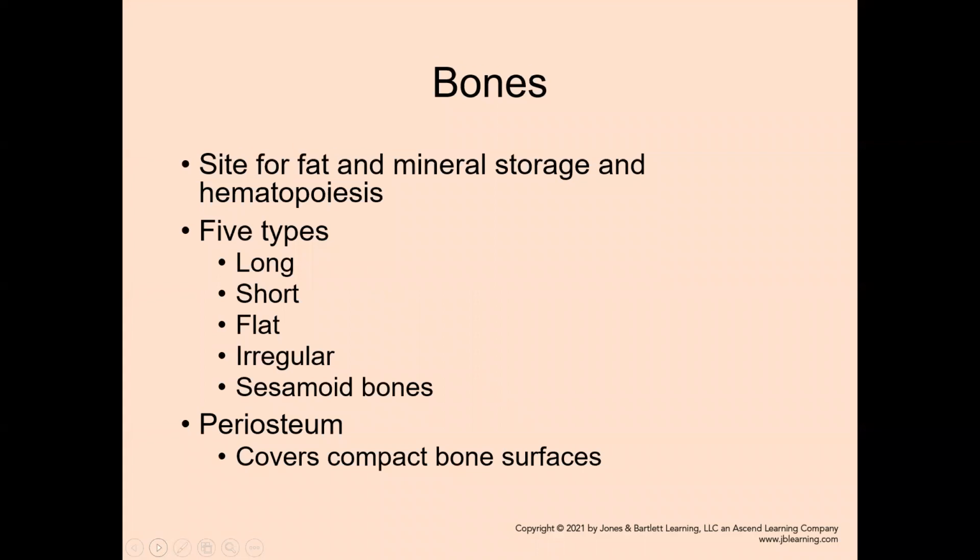Bones are a specialized form of connective tissue. The bone is living and metabolically active. We have a total of 206 bones in our body in all shapes and sizes. Its job is to provide support and protection for vital organs such as the heart, lungs, and brain.